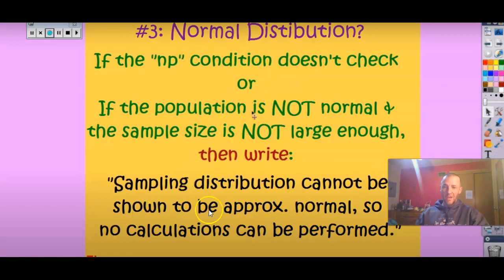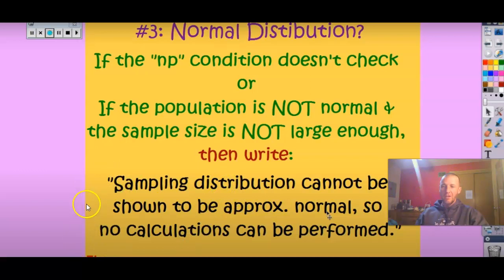What if it's not normal? Then we say, hey, we can't do this, right? If you can't check n times p and n times 1 minus p, or the central limit theorem, if you can't prove normality, we can't do norm CDF, right? There's no way that we can do this, right? These are the ones that you would love to come across and say, sorry, I can't do this.